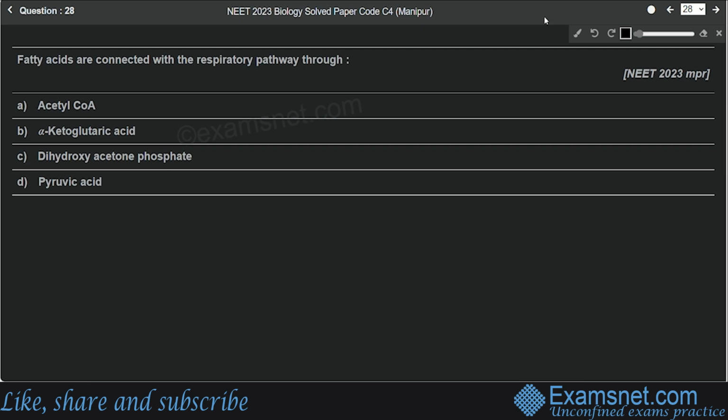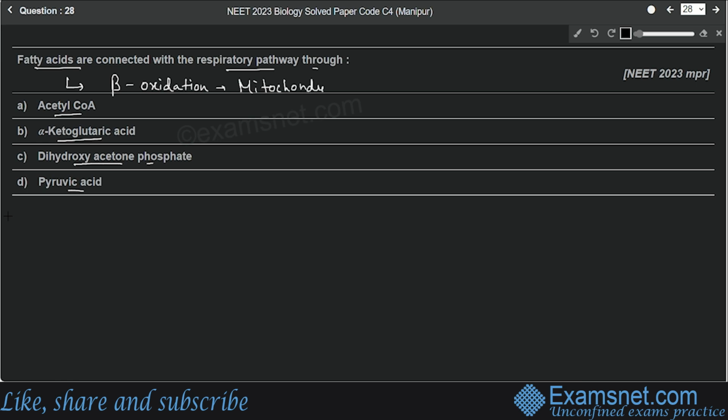Question number 28 is from the chapter Respiration in Plants, and the question is: fatty acids are connected with the respiratory pathway through. Options are acetyl coenzyme A, alpha ketoglutaric acid, dihydroxyacetone phosphate, and pyruvic acid. So we know that fatty acids are broken down by a process called beta oxidation, which takes place in the mitochondria of the cell.